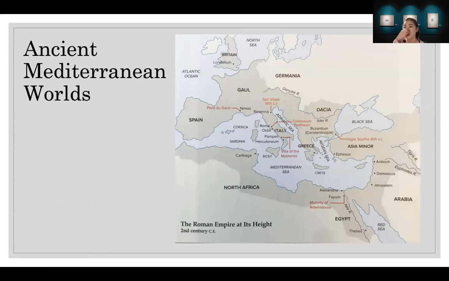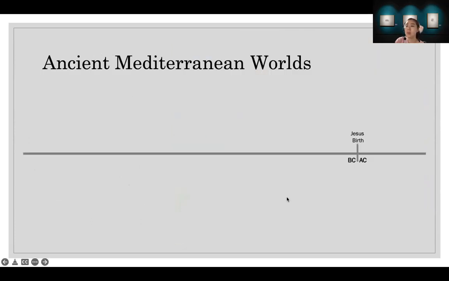So now let's see the Mediterranean world. Today we're gonna see four ancient art styles. Before the break, we will see Mesopotamia and Egypt. So let me show you the ancient Mediterranean world's timeline.